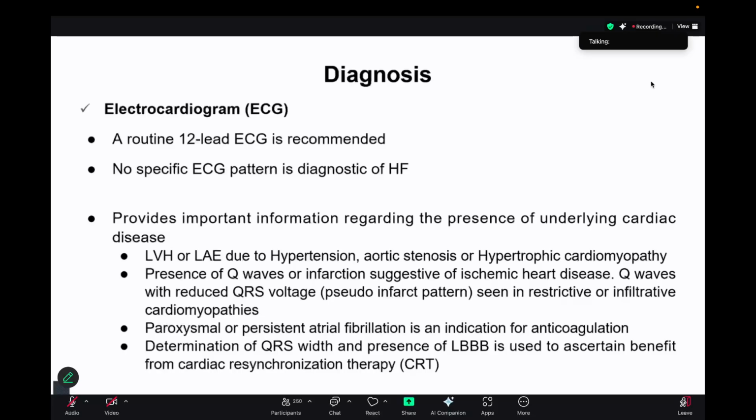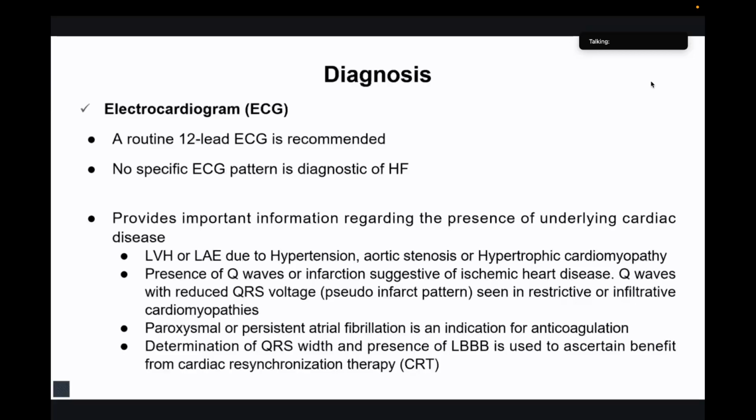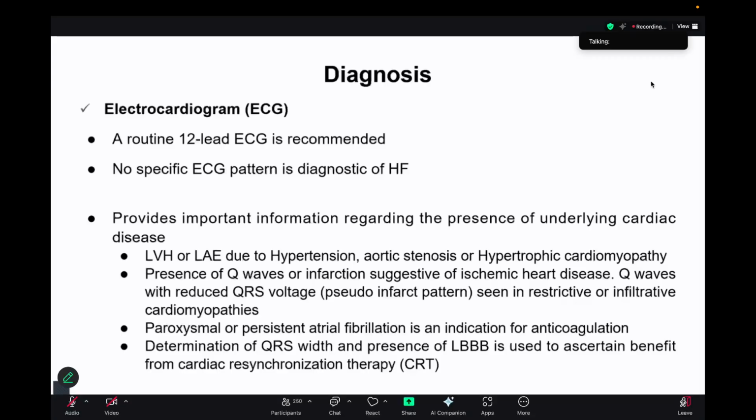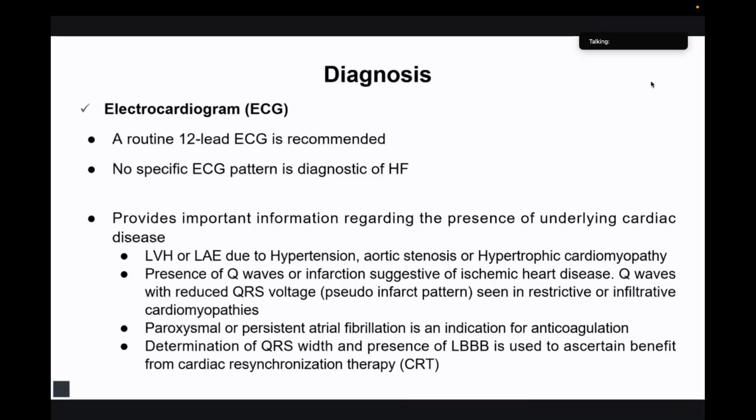ECGs may also show certain arrhythmias such as atrial fibrillation, and if it's present in a heart failure patient, it is an indication that they should be anticoagulated. Also in the ECG, we look at the QRS width and whether there is a left bundle branch block pattern, as it will help us ascertain the benefit of doing cardiac resynchronization therapy, or CRT, in the heart failure patient.